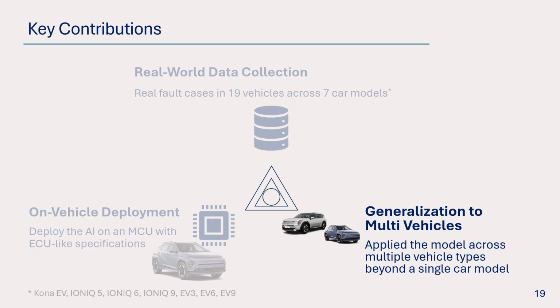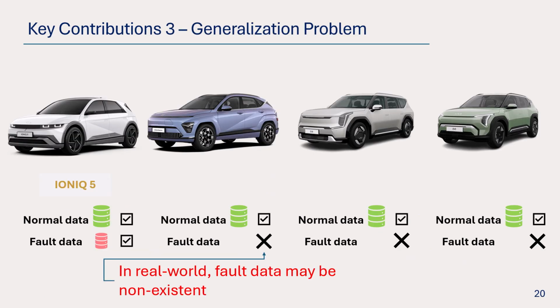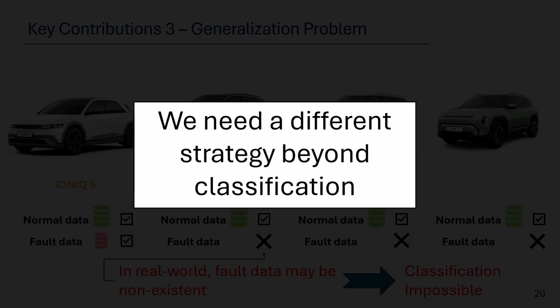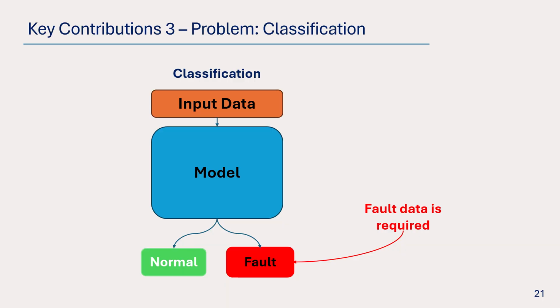The final contribution is generalization to more vehicles. As mentioned earlier, fault data is rare, so we could only manage to collect data from about one vehicle. As you can see on the screen, most vehicles lack fault data altogether. This means a classification model is impossible. So we thought of a different strategy. What you can see on the screen is a classification model. It requires fault data.